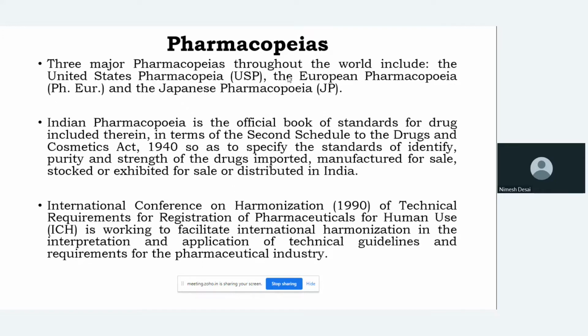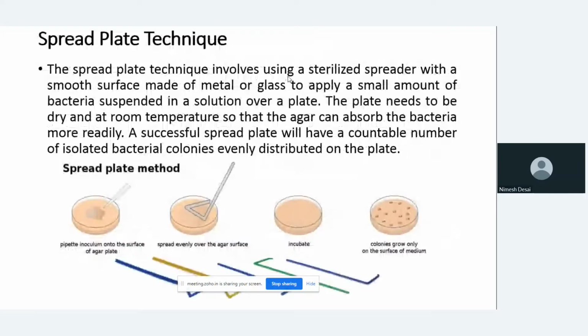Internationally, there is also the International Conference on Harmonization of Technical Requirements for Registration of Pharmaceuticals for Human Use. That is, the ICH is working to facilitate international harmonization in the requirements for the pharmaceutical industries.